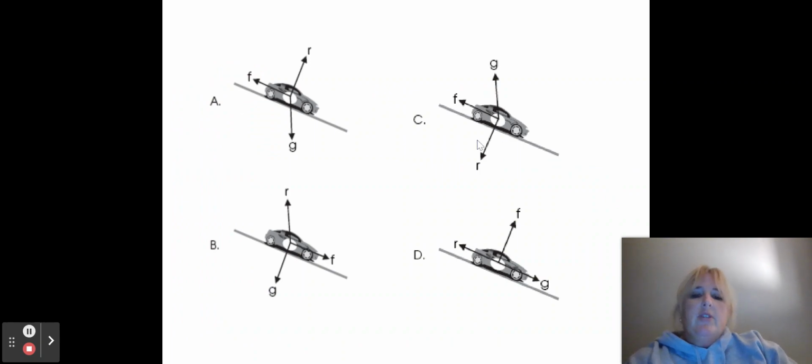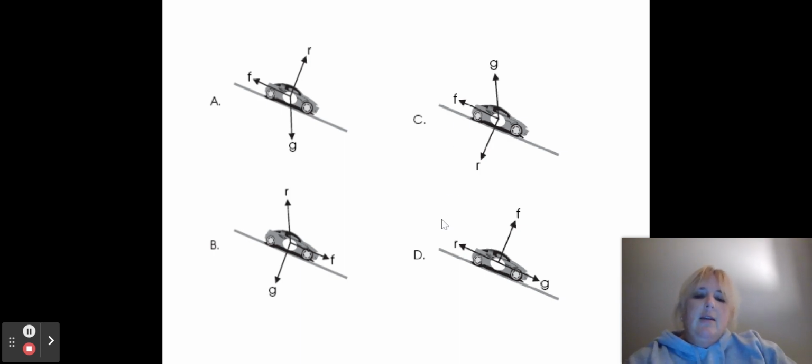If we go back up here to C, we have the ramp is pulling the car down. The ramp is pushing up, not down, so that doesn't work. Gravity is pulling the car up in the air. That doesn't work because gravity pulls down. But the friction arrow is correct. Friction does slow the car down. But because the ramp and gravity are incorrect, that makes C an incorrect answer.